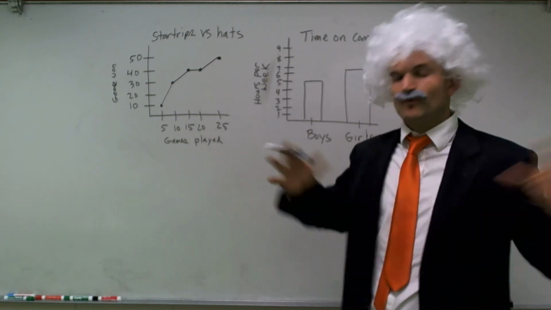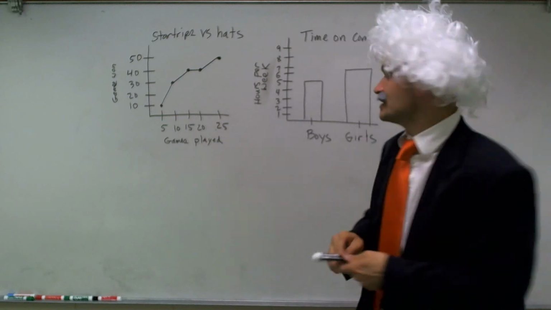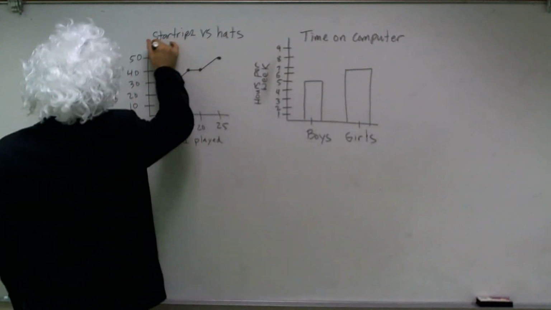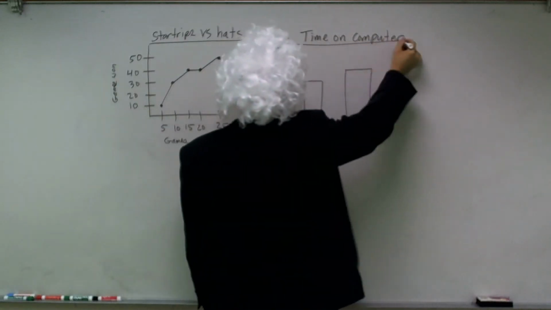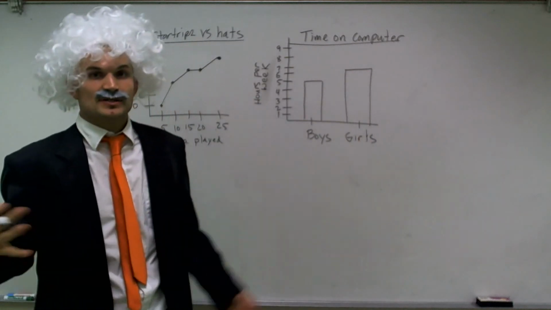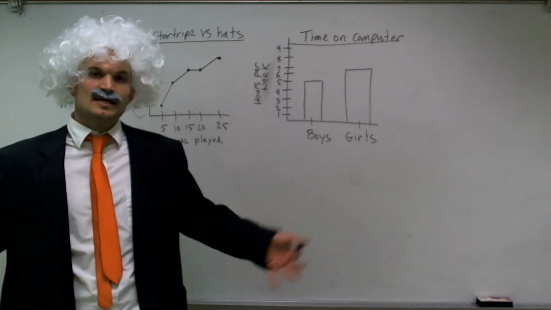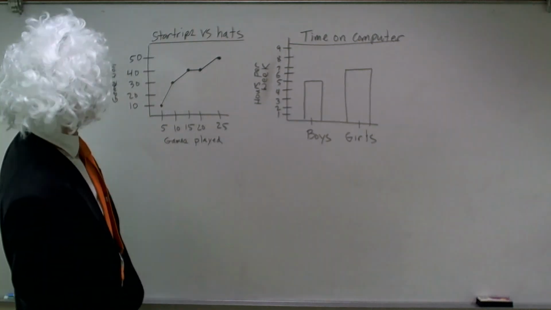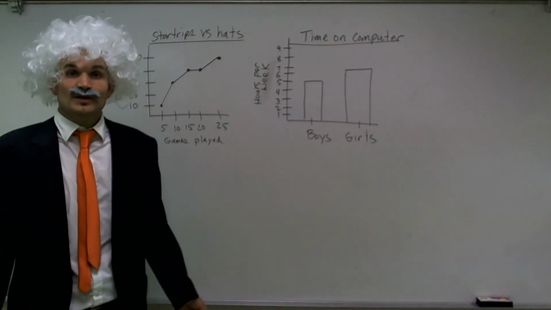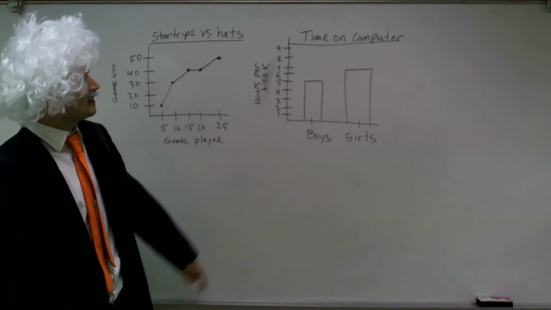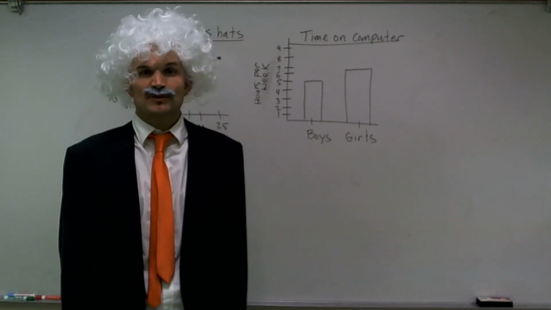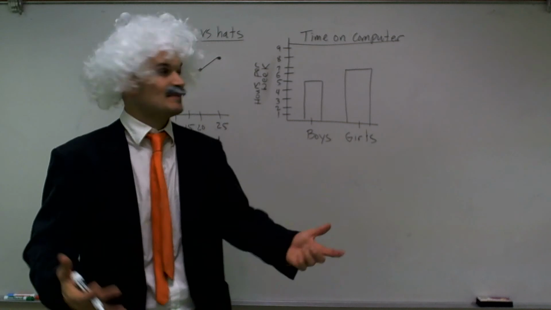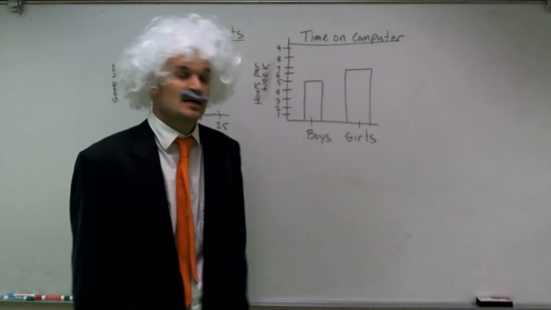One thing, before we even start analyzing any information, we want to see if there's a title. Sometimes on graphs, especially outside of mathematics, there's a lot of things that we title, and that's going to tell us what we're going to be looking at. Now this one says star trips versus hats. Don't really know what that means, but it's the title. This one says time on the computer. Well, all right, that kind of makes sense. That means I'm going to be learning about time spent on a computer.